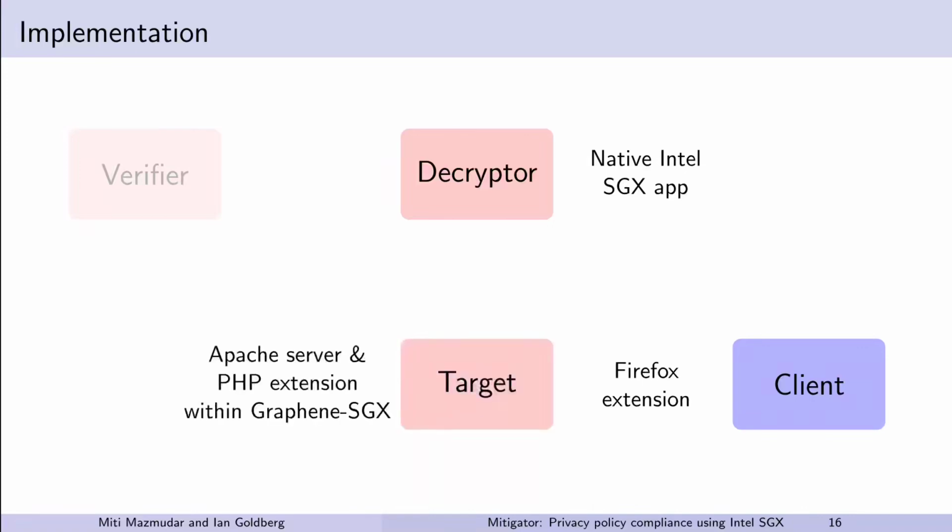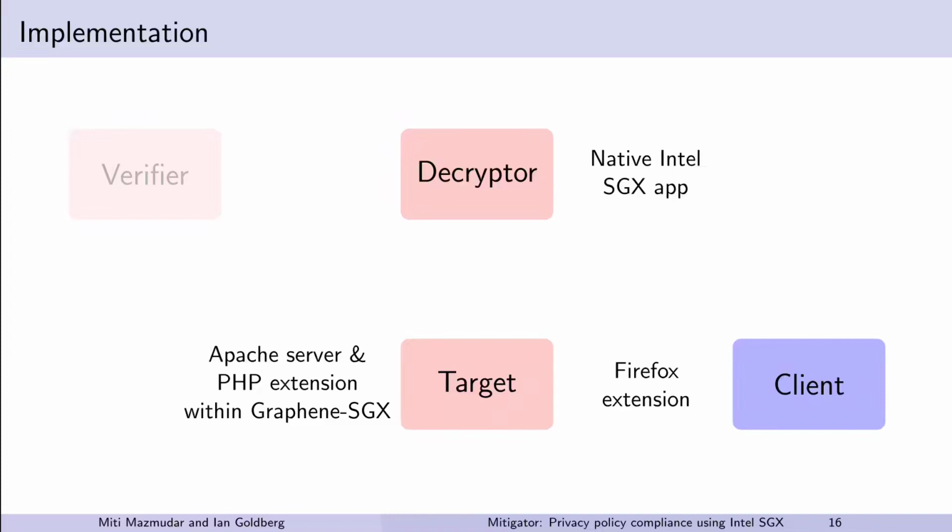We need to run other heavyweight applications, that is a static analysis tool and a website, within the verifier and the target respectively. For our prototype, we choose to run these applications without partitioning them using the Graphene SGX library OS. Graphene SGX seamlessly supports system calls within unmodified applications, allowing them to run within an SGX enclave.